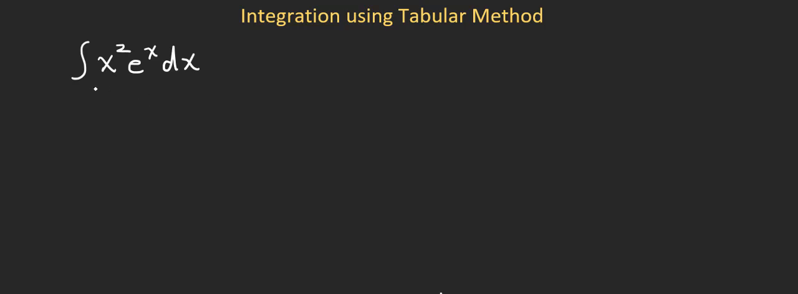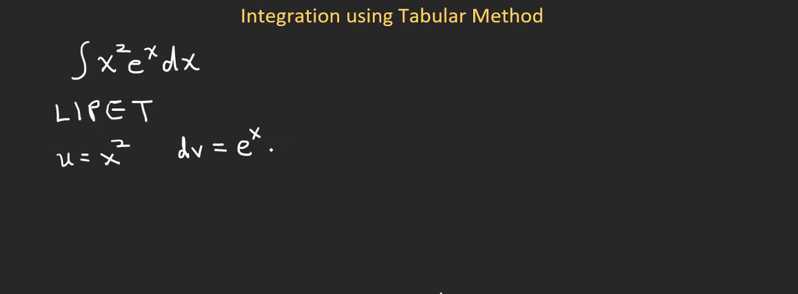So let's say you want to take the integral of x squared e to the x dx. Using LIPT, there is no natural log, there is no inverse trig, and there is a polynomial, which is x squared. So our u is going to be x squared, and dv is going to be e to the x. You could put dx if you want.